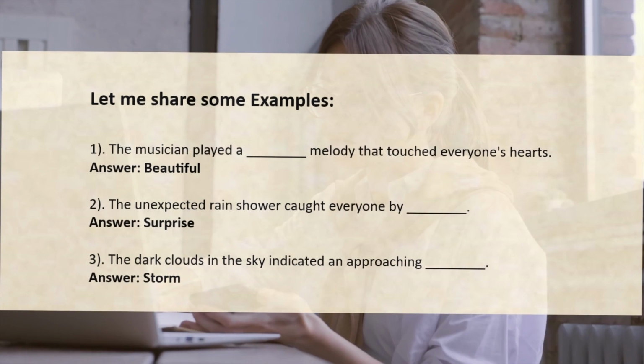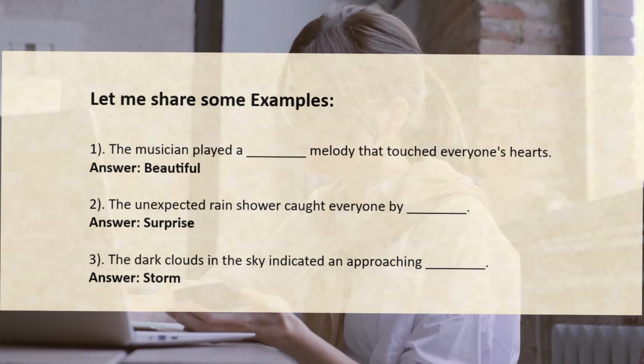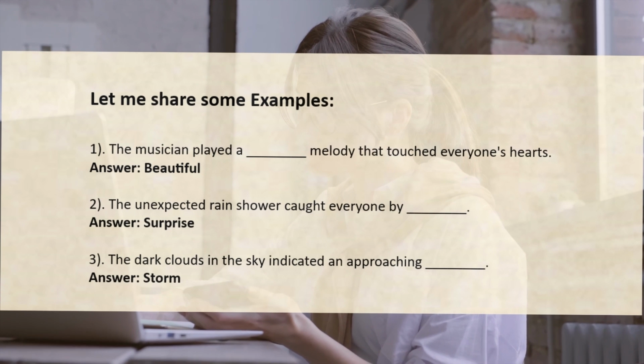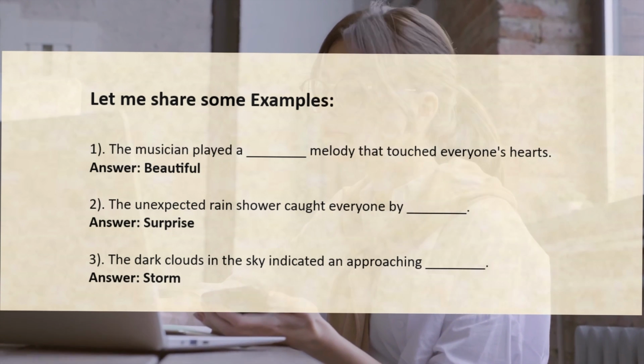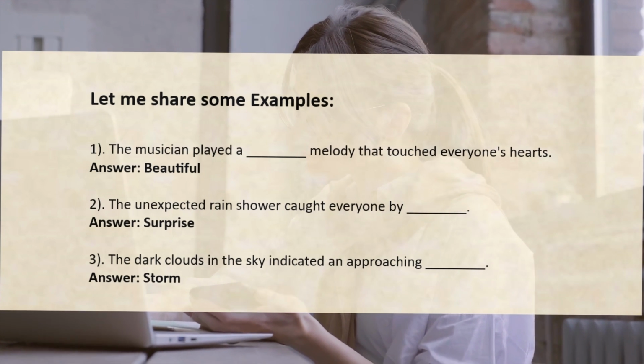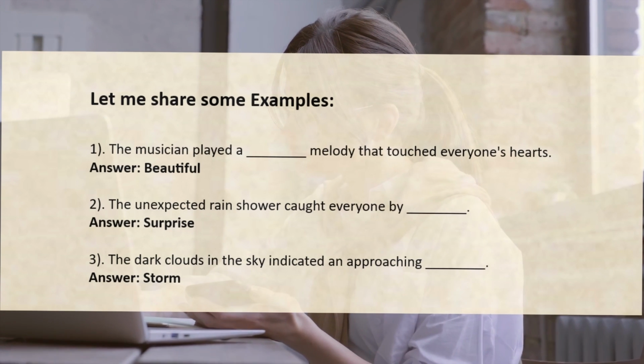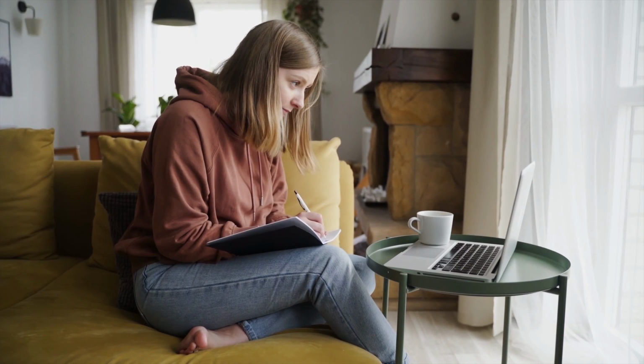Now let's look into our second example. Unexpected rain shower caught everyone by dash. The answer is surprise. Number 3. The dark clouds in the sky indicated an approaching dash. Answer is storm. Now let me share some tips for clearing this section.